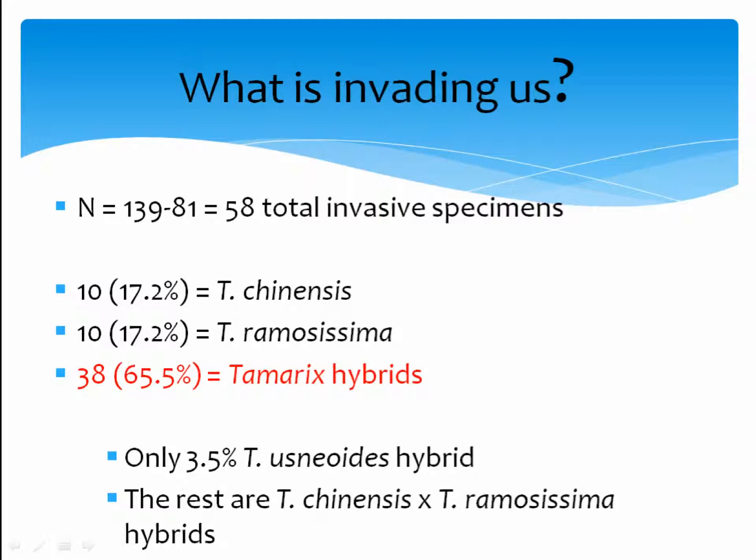But if we take out the indigenous specimens, then we've got different numbers now. We've got less than 20% of each of the parental types in our invasion, and most of the invasion in South Africa is of hybrid status. The good news is that only 3.5% of the hybrids found in South Africa are hybridizing with our indigenous species, and all the rest are just hybrids between chinensis and ramosissima.